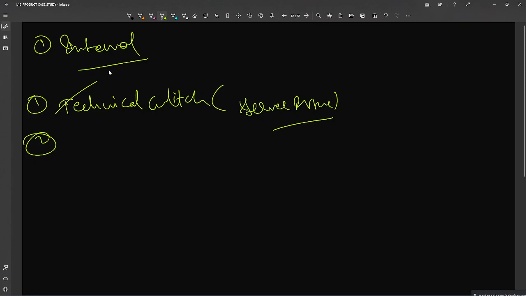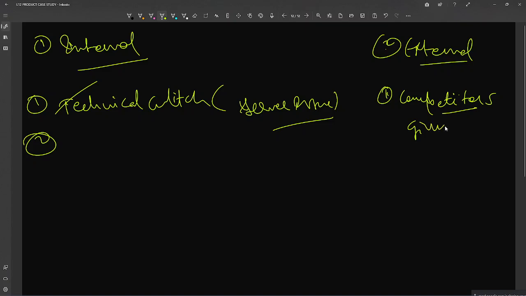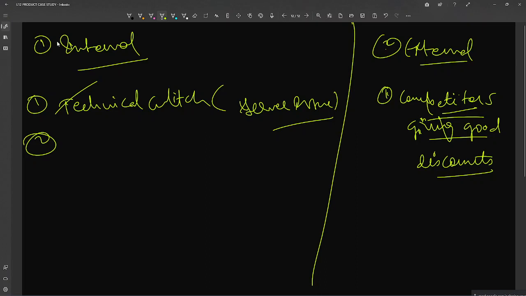One reason can be that the competitors of the company are giving good offers in that month, whereas this particular company is not giving any offer. That can be one of the reasons. Which bucket will it come under? External, right? Competitors, because it is not in our hand, it is not in the company's hand, if the competitor is giving good discounts. Let's first focus on the internal, then we will come to external.